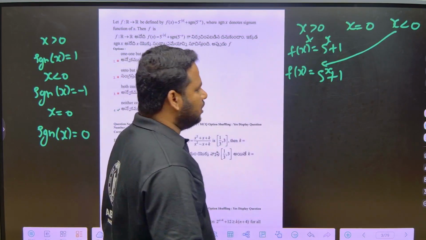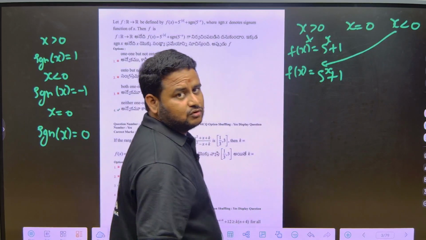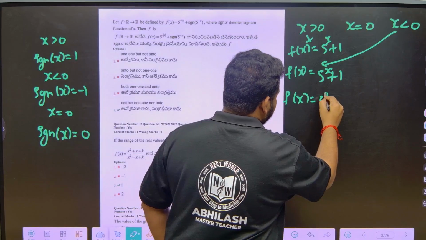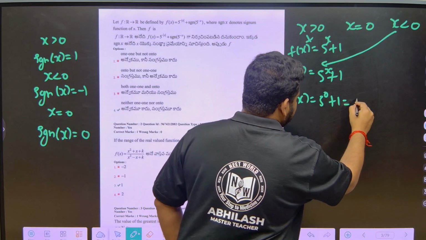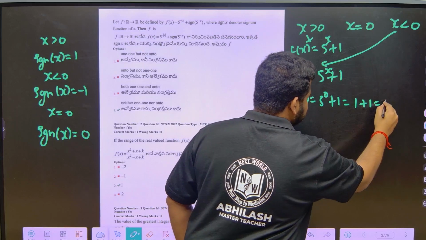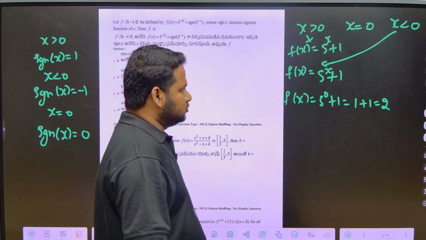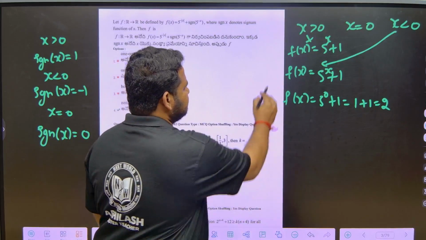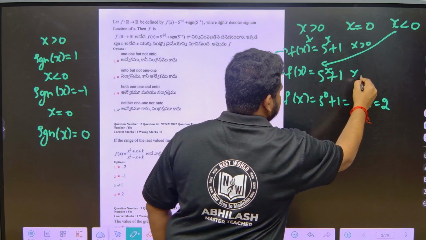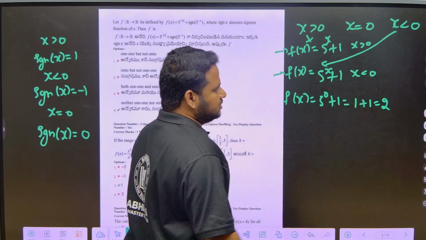Now, when x is equal to 0, f of x will become 5 to the power of 0 plus 1. Anything to the power of 0 is equal to 1, so 1 plus 1 will give us 2. But if you observe, one expression is for when x is greater than 0, the other for when x is less than 0; this is for x positive, this is when x is negative.